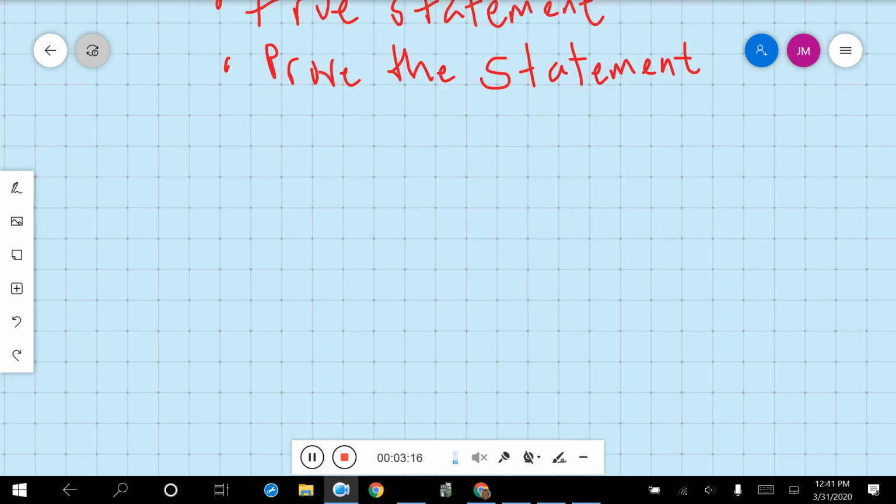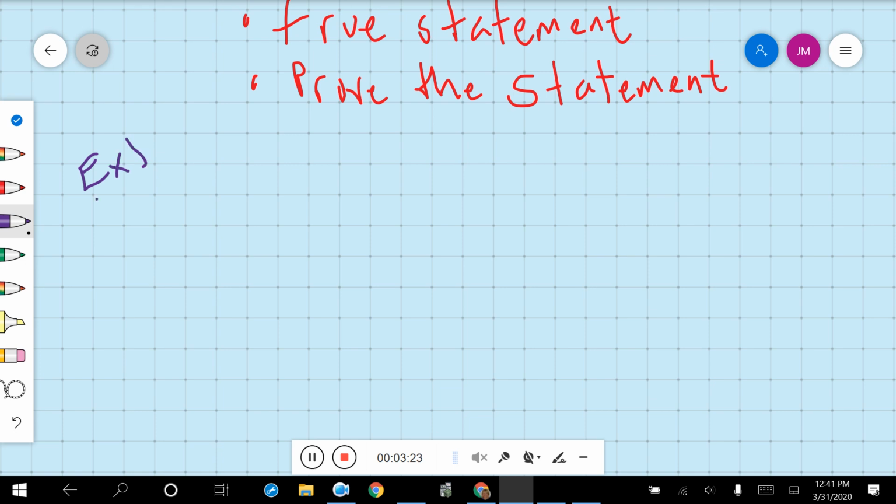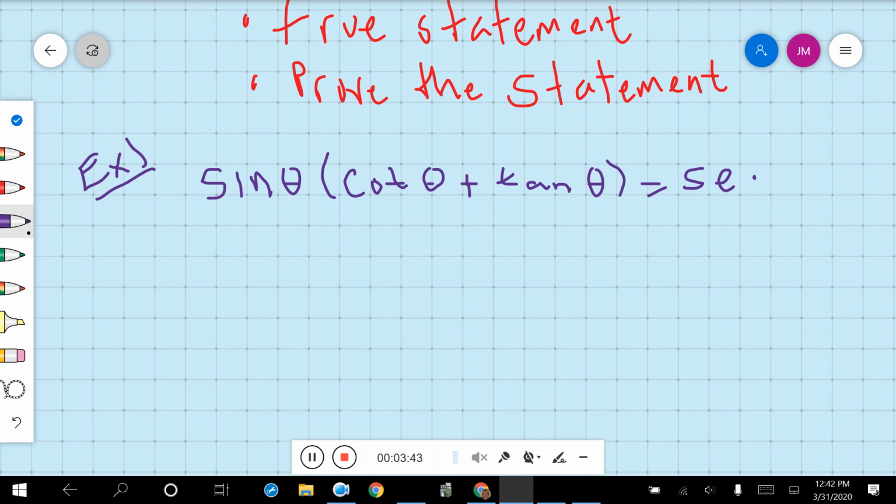Okay, so let's look at our first example here. The first example we have is the sine of theta times the cotangent of theta plus the tangent of theta equals the secant of theta. What this is saying is this statement is true for any angle theta.